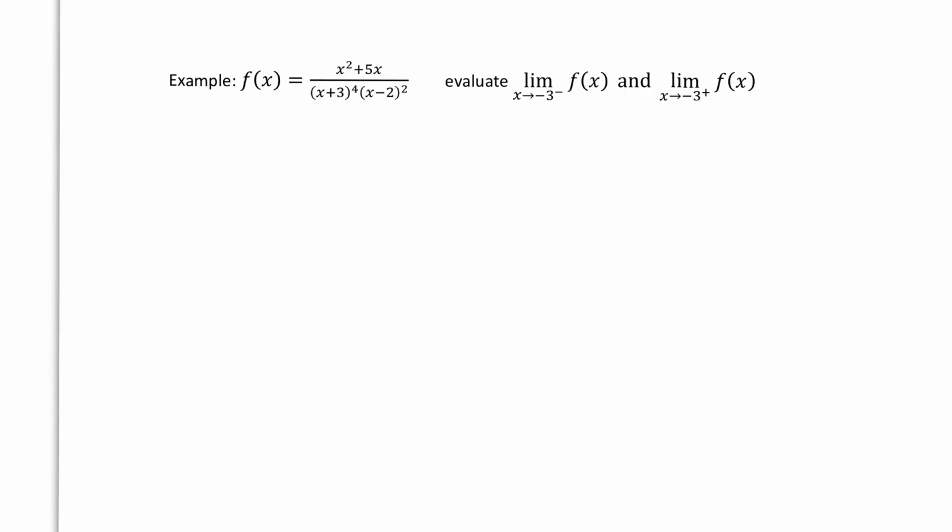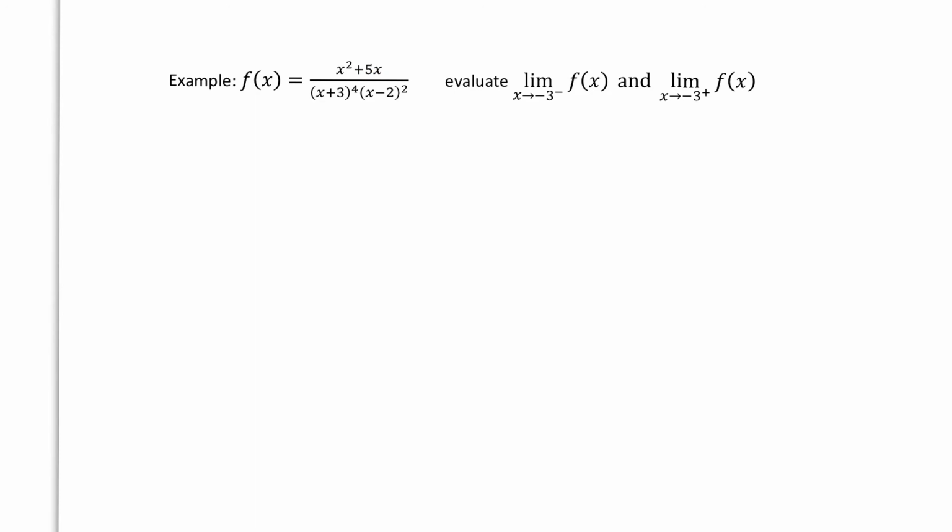Here we have our big function and we want to find the limit as x approaches negative 3 from the left and the right. Again, notice when you plug in negative 3, you're going to get a 0 on the bottom, but when you plug it in the top, you're going to get 9 minus 15, which is not 0. So the sign diagram method is going to be great for us.